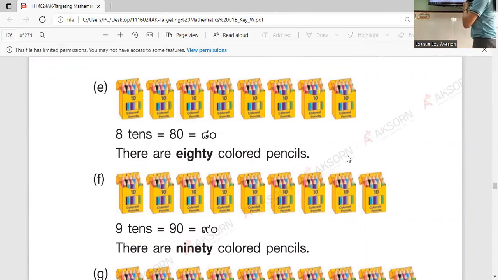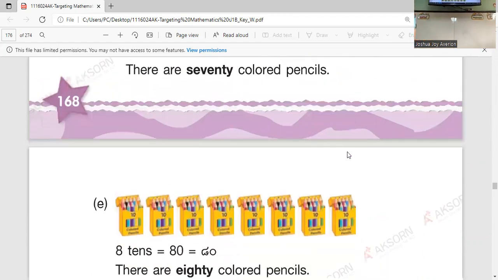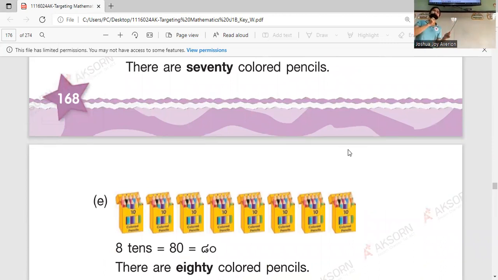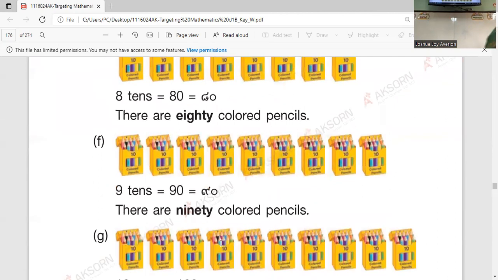Now how many colored pencils do we have? Look at the TV. Everybody count. 1, 2, 3, 4, 5, 6, 7, 8. How many? 8. How many tens do we have? 8 tens. 8 tens is equal to 80. Very good. What is 80 in Thai? Now let's spell 80. Everybody, let's spell. E-I-G-H-T-Y. Very good.